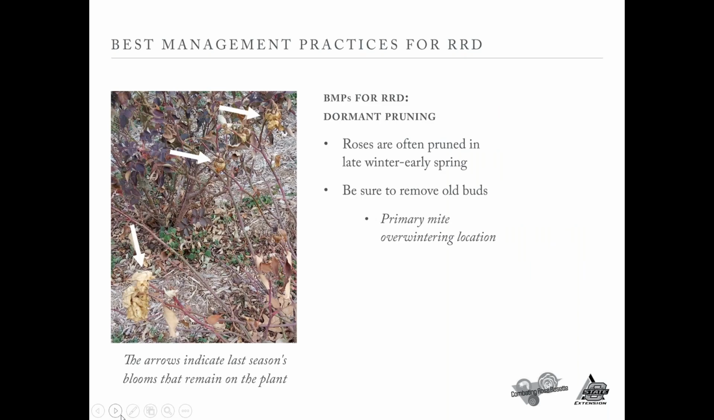At this time of the year, much of the country still has most of their roses in dormancy, and so if you have not done dormant pruning, here are just some tips for you. We have found that the primary site where the mites survive the winter is in association with old blooms and leaves. So when you are doing that dormant pruning, be sure to remove those old flowers, those spent blooms that are still hanging on the plant, and discard them in the trash. This is just a cultural method that will allow you to reduce the mite population.